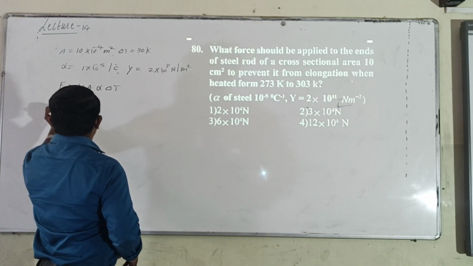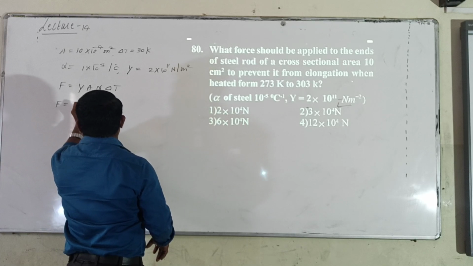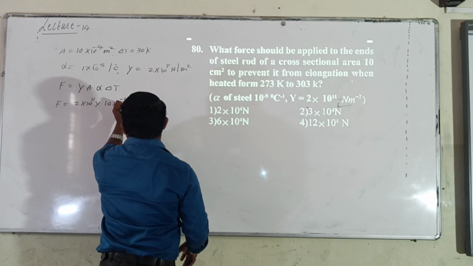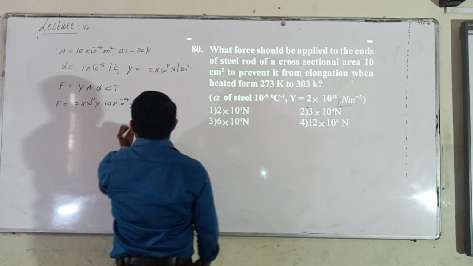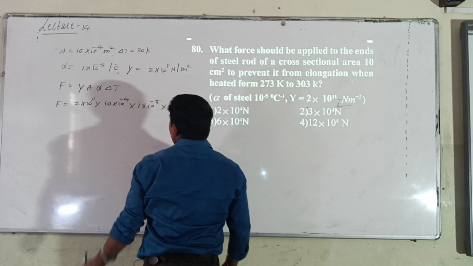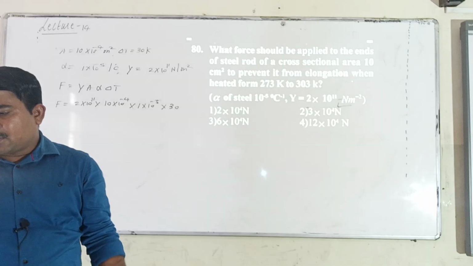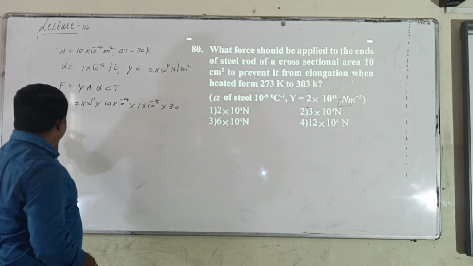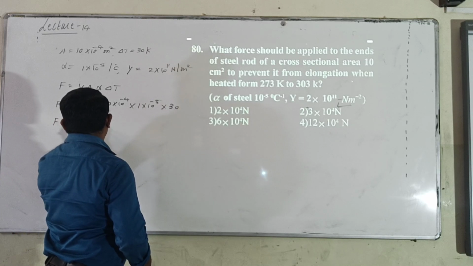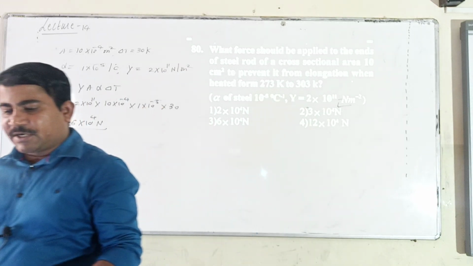Put all the values. See here, Y, Young's modulus, is 2 into 10 raised to 11. Area is given, 10 into 10 raised to minus 4. Alpha value is 1 into 10 raised to minus 5. Delta T is 30 Kelvin, or 30 degrees Celsius, no matter. Calculate all the values. What value are you getting? Nearly 6 into 10 raised to 4 Newton. This is the final answer. Again copy it. Let us move to the next numerical.